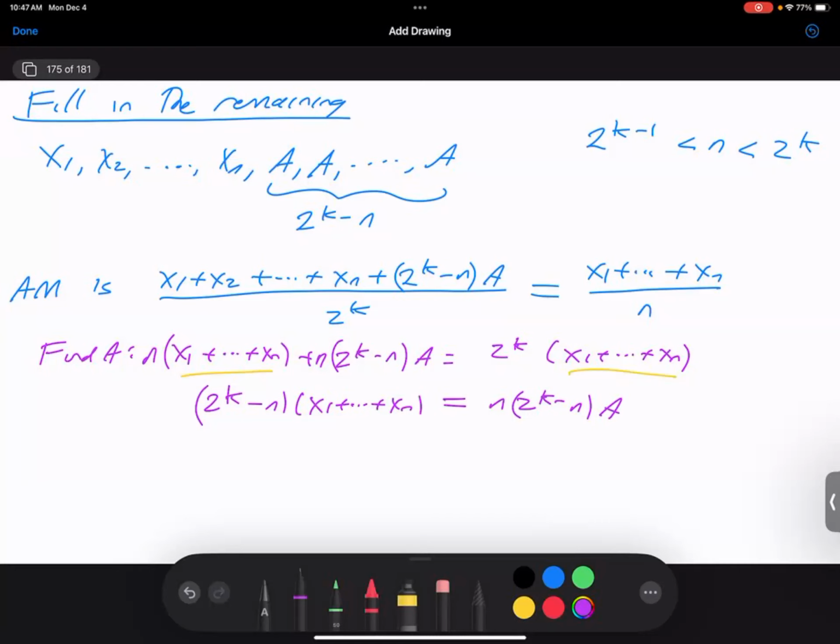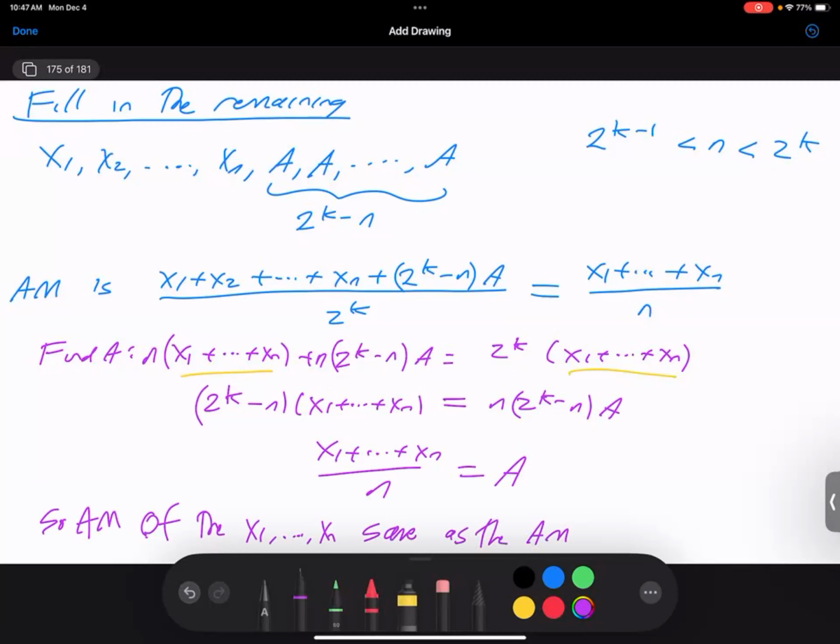So now if I divide by 2 to the k minus n, that cancels. I can then move the n over to the other side, and I get x1 plus xn over n equals a. So this tells us if we choose a to be the arithmetic mean, then the arithmetic mean of this set of 2 to the k numbers is the same as the arithmetic mean of the n numbers. So the arithmetic mean of the x1 through xn is the same as the arithmetic mean of the x1 through xn and then the a's.